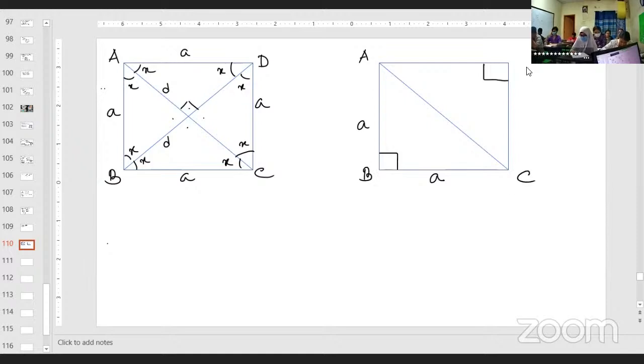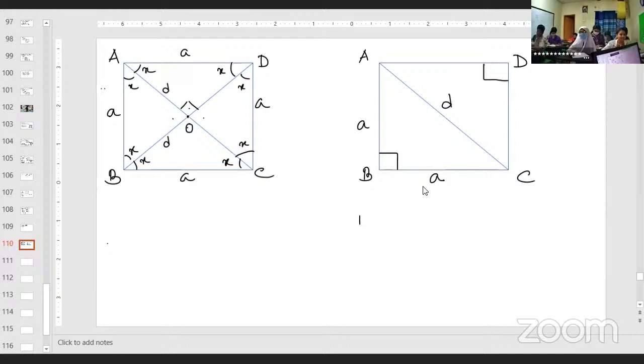Let me draw a picture. And this one is D. We were asked to find out the length of D. We're given A. We have to find out the length of D. So, Pythagoras.